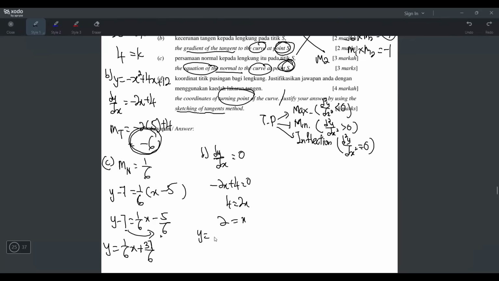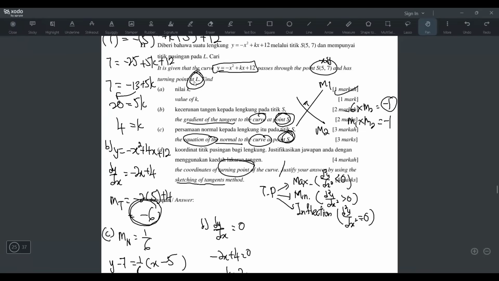So it becomes y equals negative (2) squared plus 4 (2) plus 12. This one is 2, this one is 2. Okay, if you press all this in your calculator, you will get what? Negative 4 plus 8, 4 plus 12, 16. So now you have your point L. Point L is your turning point, (2, 16), right? So this is your turning point, point L.